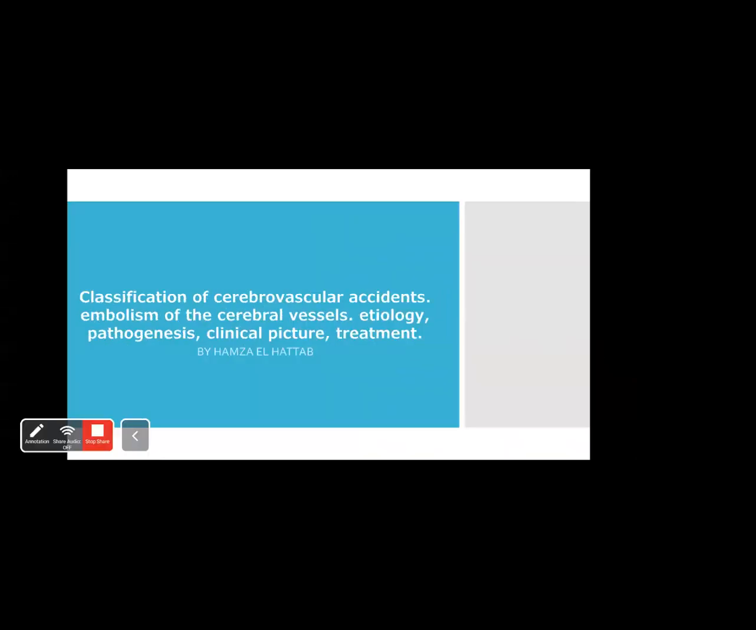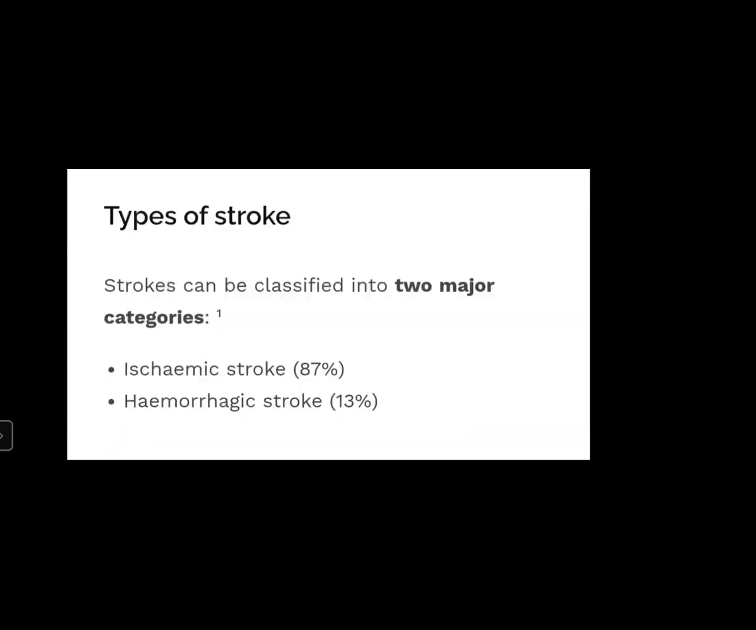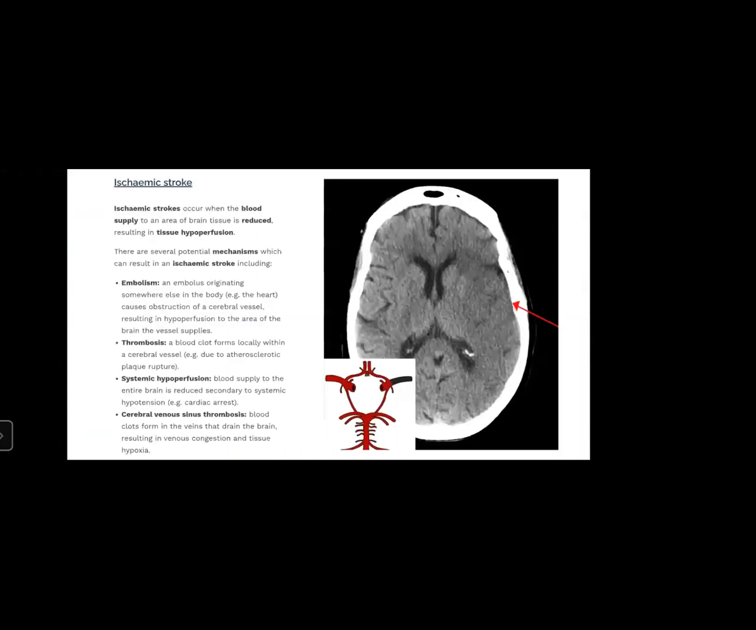Okay, today we're going to speak about the classification of cerebrovascular hypertension and embolism of the cerebral vessels, etiology and pathogenesis, clinical picture, and the treatment. Types of strokes. Strokes can be classified into two major categories: ischemic stroke, 87%, and hemorrhagic stroke, 13%.